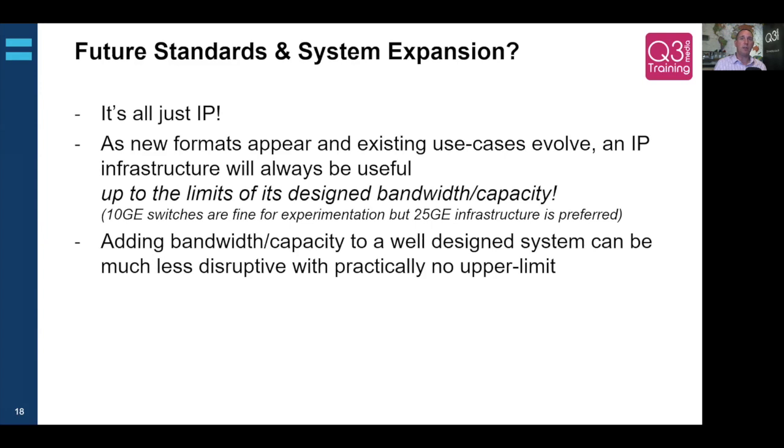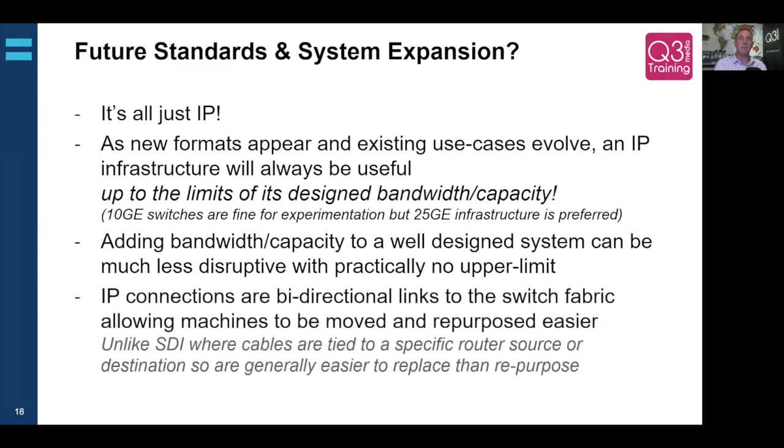So adding bandwidth or capacity to a well-designed system compared to SDI is a lot less disruptive. Generally, that's adding additional leaf switches or changing the architecture somewhat differently, but it doesn't really require you replugging lots of equipment. It may require some configuration changes, but again, if it's designed for that in the first place, there really is practically no upper limit to what you can achieve with an IP-based system. Whereas with SDI, there'll always be an upper limit.